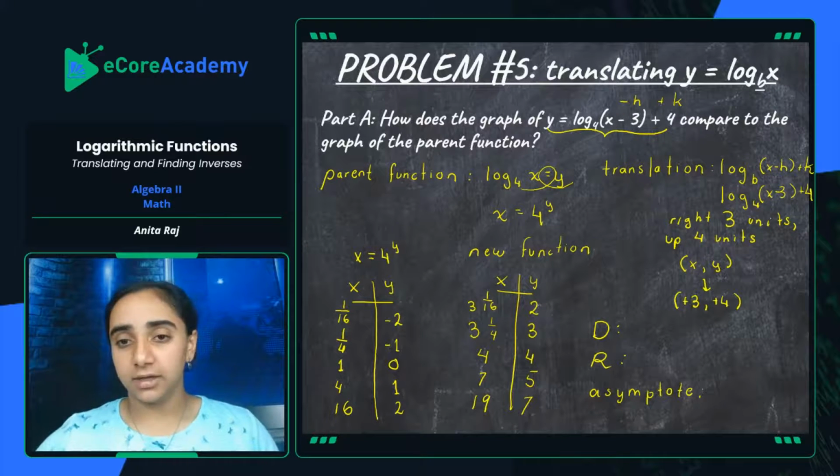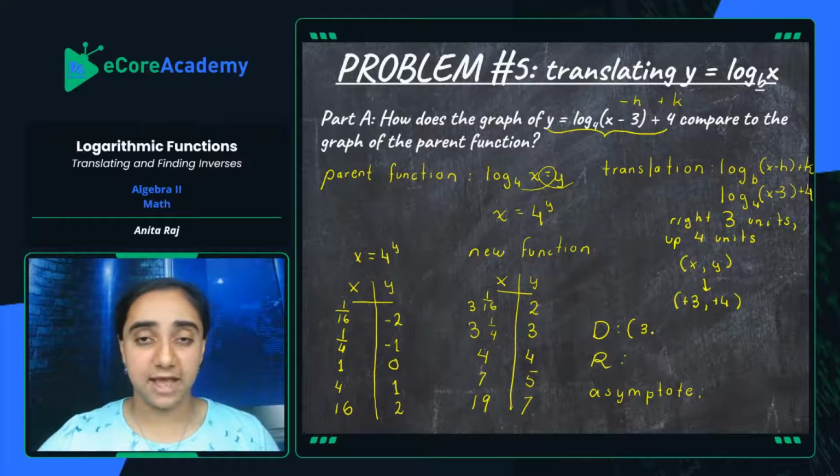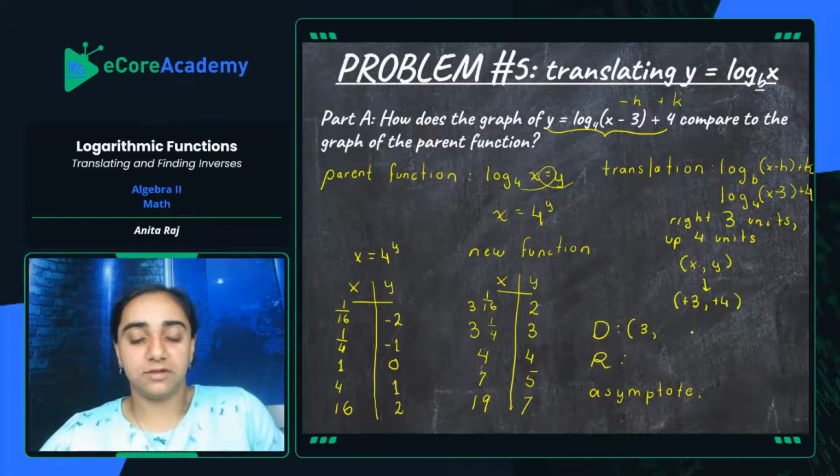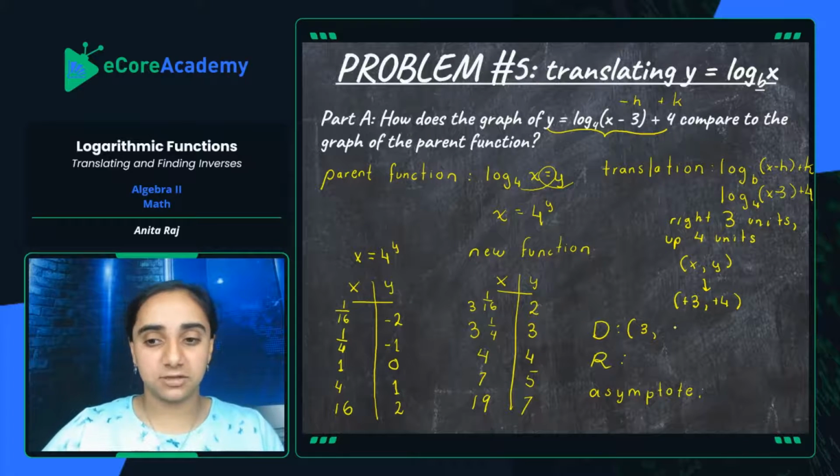Therefore, the domain continues from 3, but we're going to put that in a parentheses because there's an asymptote at 3, so we have no value at 3, but whatever point comes infinitely directly right to the point from the asymptote belongs to this function. So we have 3 all the way to positive infinity.